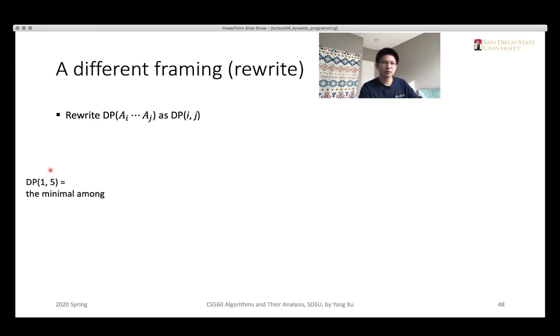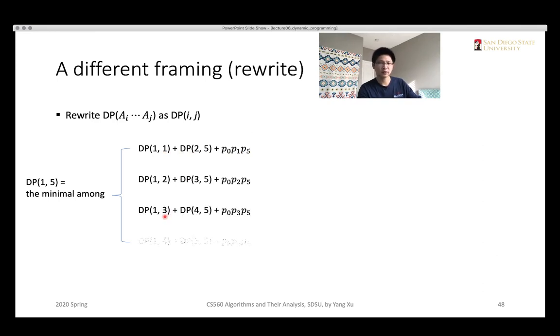Okay, so this solution must be from dp11 plus dp25 plus the additional cost, or dp12 plus dp35, dp13 plus dp45, or dp14 plus dp55. Okay, so that's the same thing, total equivalence notation to the previous slide. So this dp of ij is just the intermediate representation to make the representation of the subproblems more abstract.